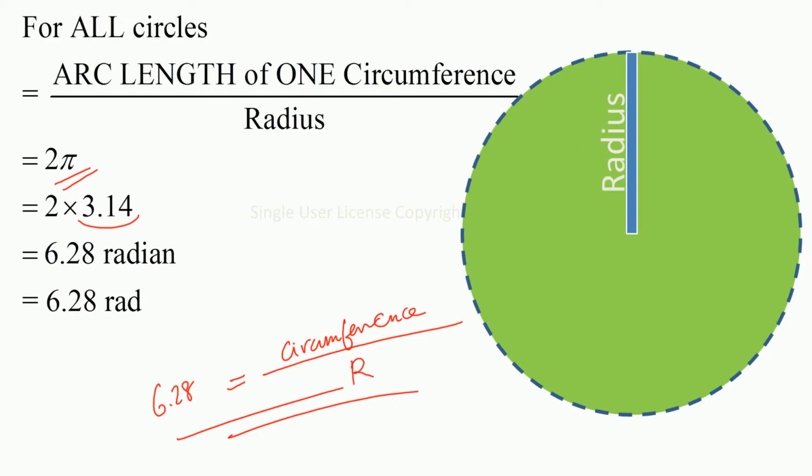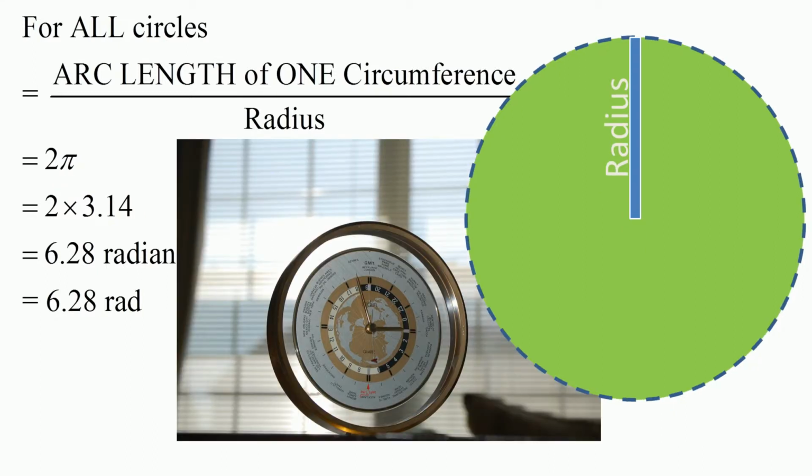Something that you can do at home. Here is a clock. We put a string around the clock and measure the circumference. Now we have the circumference. Now we measure the radius. Circumference divided by radius is going to be 6.28. The ratio of the circumference to the radius is going to be 6.28.